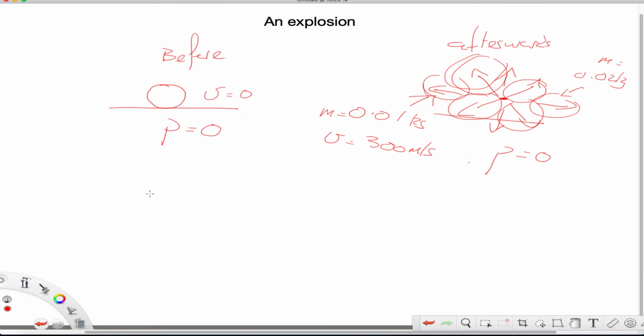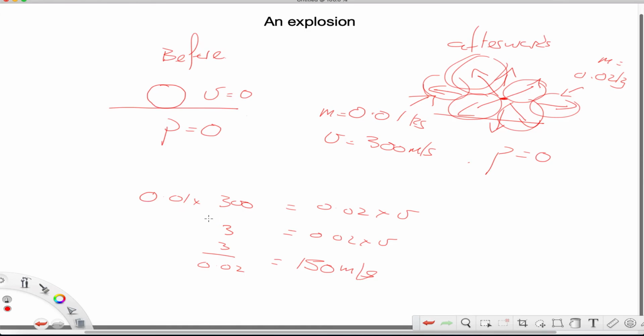So momentum before, 0.01 times 300, will equal 0.02 times the velocity of this bit. So 0.01 times 300, that's 3 kilogram meters per second, is 0.02 times v. So 3 divided by 0.02, that's 3 times 100, divided by 2, is 150 meters per second.